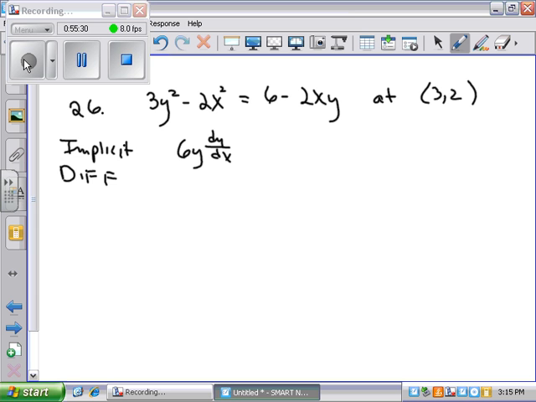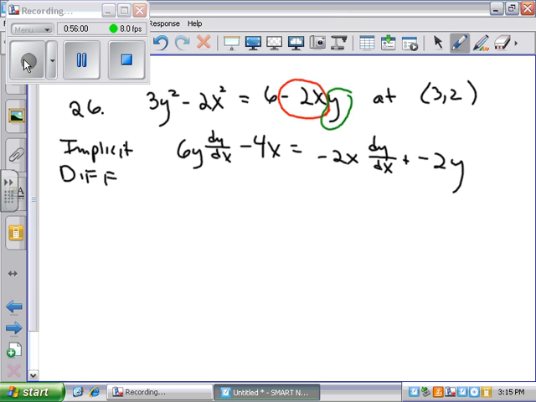So you have your 6y dy/dx minus 4x equals the derivative of 6, which is 0. But the next is a product. I like to include what's out in front in my first term so I don't have to distribute later. So I'm going to let my first be negative 2x and my second be the y. When we do the product rule, we have first, negative 2x, times the derivative of the second, plus second times the derivative of the first. So it would be minus 2y.